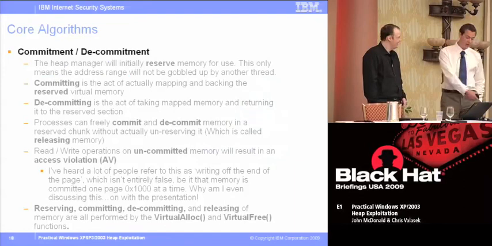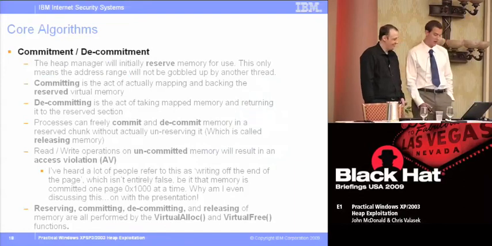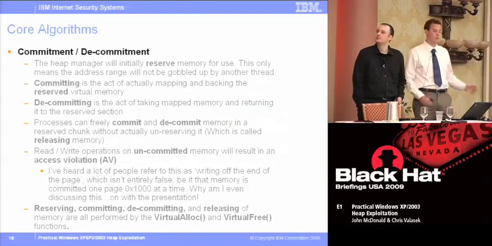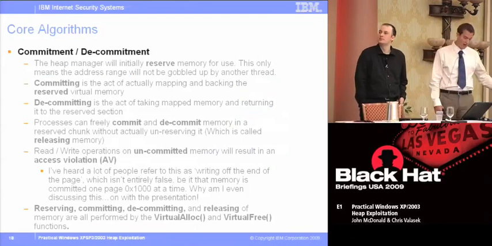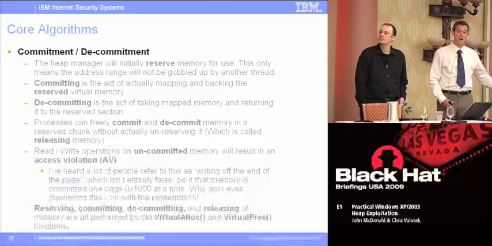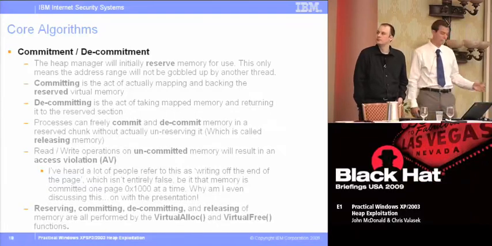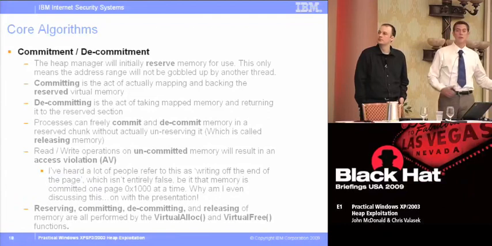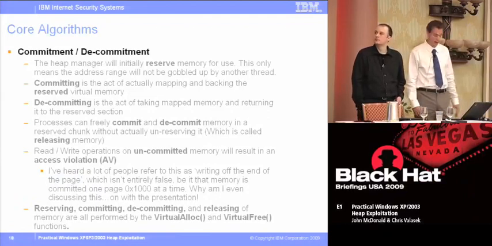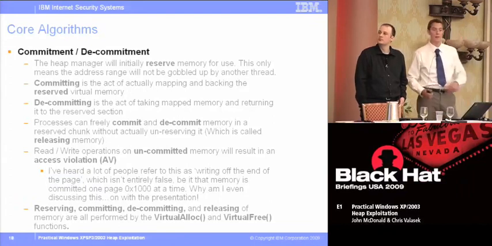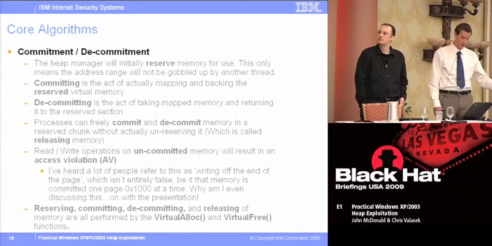I guess the diagram before kind of showed us this, the commitment and decommitment, a graphical representation of this. The heap manager will reserve memory. That means it has a big address space that it will reserve, but it doesn't actually back this with virtual memory yet. You have to commit memory for it to be actually backed with virtual memory. This is referred to as committing, and decommitting is the inverse of that, taking committed memory and returning it to the reserve section.